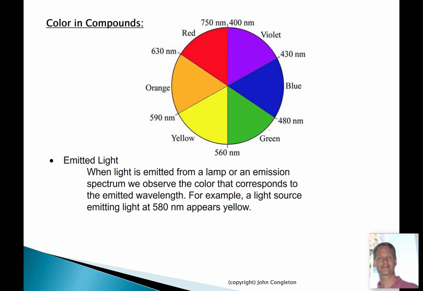So we perceive color first either by emitted light. When light is emitted from a lamp, for example, or from something glowing, we observe the color that corresponds to the emitted wavelength. For example, a light source that emits at 580 appears yellow. So 580 is right somewhere around right here or so. So we see a yellow color.